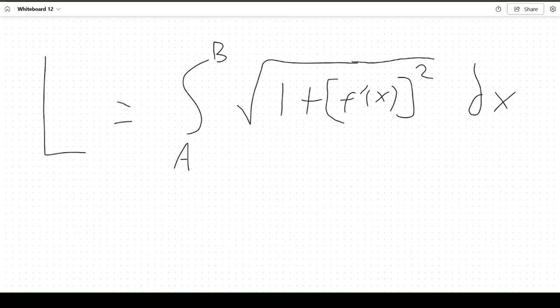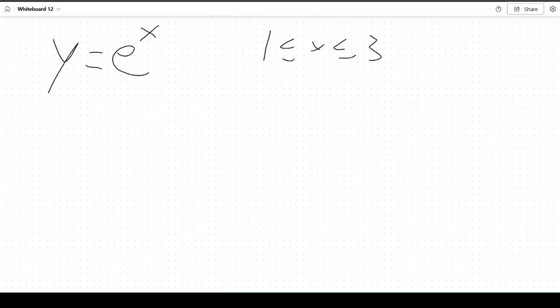In this video, we will talk about the arc length. As you can see in this equation, this is pretty much all you need to know about the arc length. It is the integral of the square root of 1 plus the derivative of the function squared. So let me show you some arc length examples.